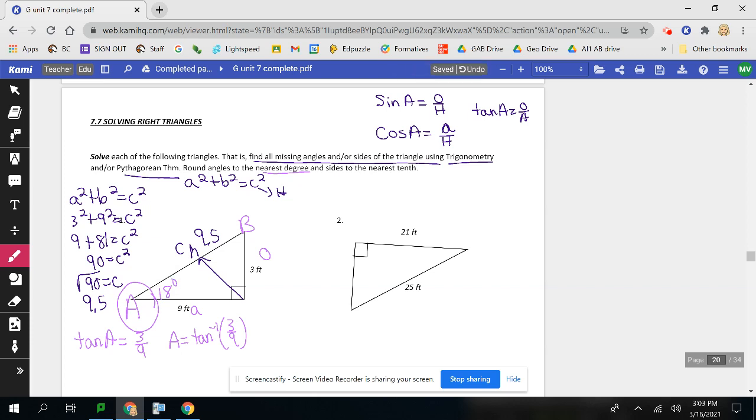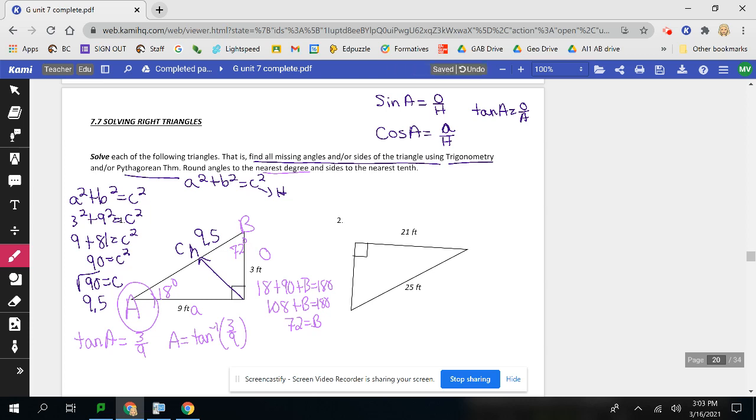To find angle B, I'm just going to use the fact that I know triangles always add up to 180. So I'm going to say 18 plus 90 plus B equals 180. So that's 108 plus B equals 180. So therefore B equals 72. And I solved for that triangle.